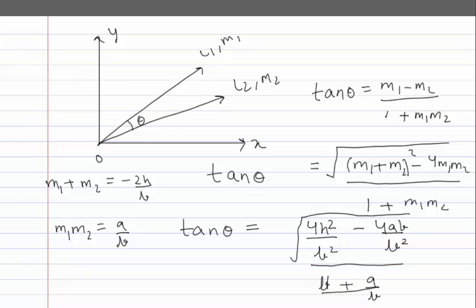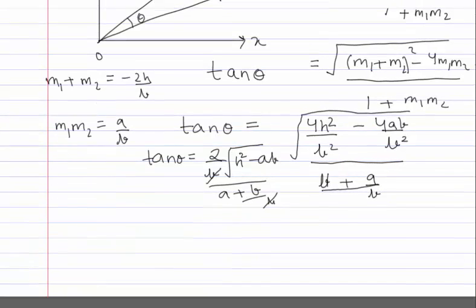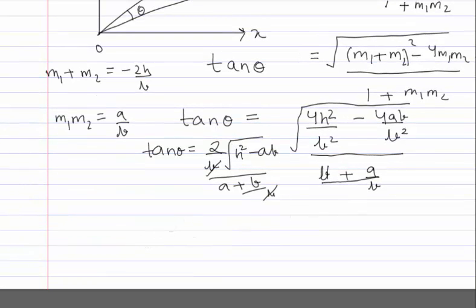Now what I can do is take the b square out of the radical sign. So tan theta is equal to, and I can also take out the 4 since it's common in both these terms, 2 upon b under root of h square minus ab, right, divided by (a plus b) divided by b. But since we have b here and we have b here, we can just cancel that. So what we are left with is tan theta is equal to 2 divided by a plus b under root of h square minus ab. So tan theta is equal to this.